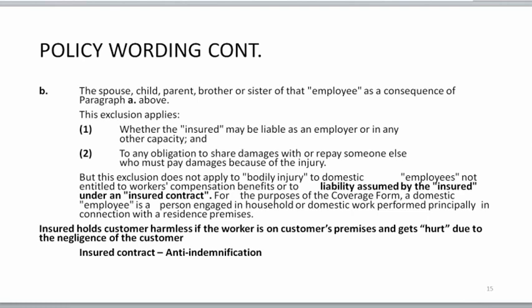But this exclusion does not apply to bodily injury to domestic employees not entitled to work comp benefits or to, and here's the key, liability assumed by the insured under an insured contract. For the purpose of the coverage form, a domestic employee is a person engaged in household and domestic work performed principally in connection with residential premises, which would not come into play often, if it ever, in auto. But the second provision, it would.